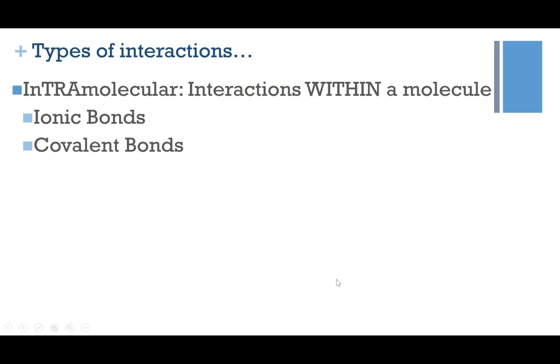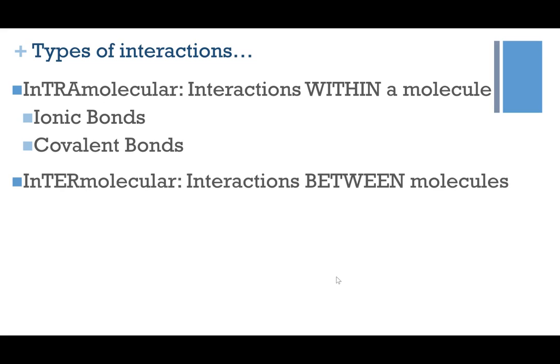All right, so chemical bonds are an example of intramolecular. Intra means interactions within a molecule. So intramolecular interactions within a molecule are things like ionic bonds, covalent bonds, things we talked about in General Chemistry 1. And those intramolecular forces are very, very strong.